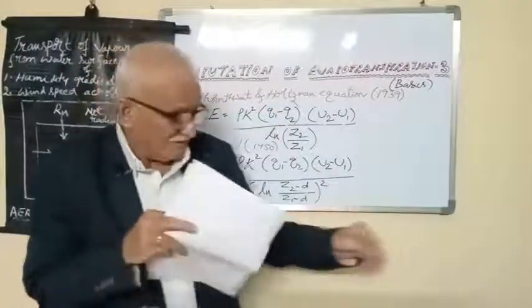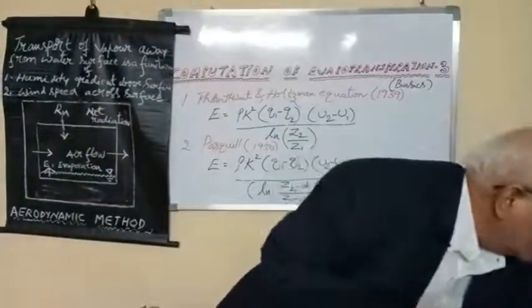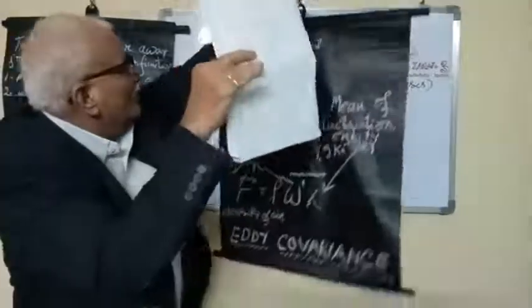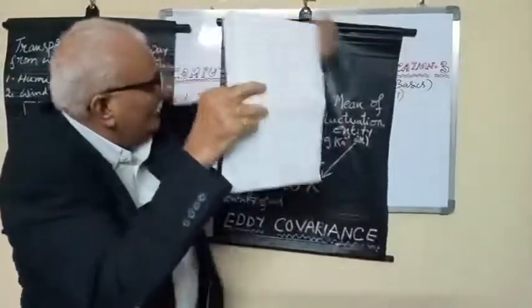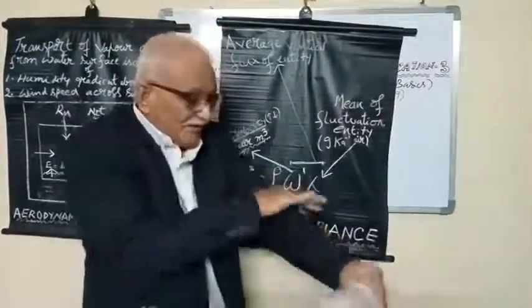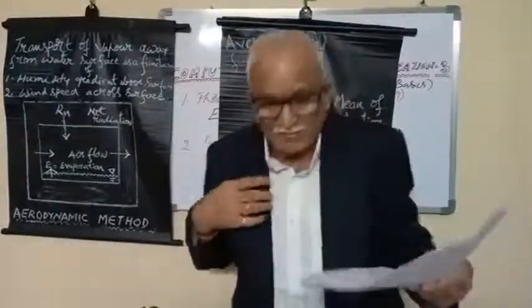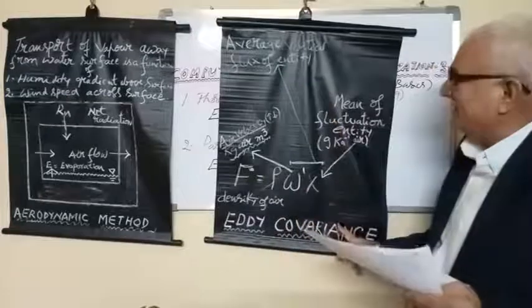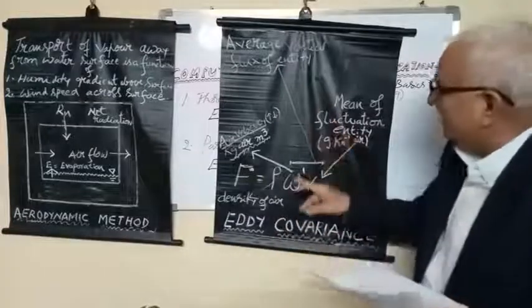This is the aerodynamic method. Now I would like to explain to you first the covariance, then eddy covariance. Again, I am telling you, this is the basics only. What is eddy covariance? First I would like to explain the diagram, then I will give you the simple equation. It is simple, very simple.